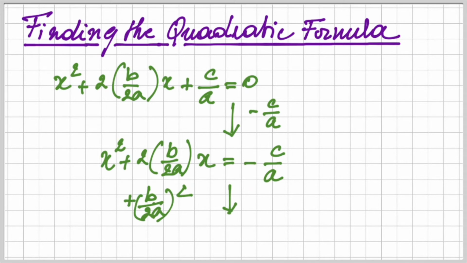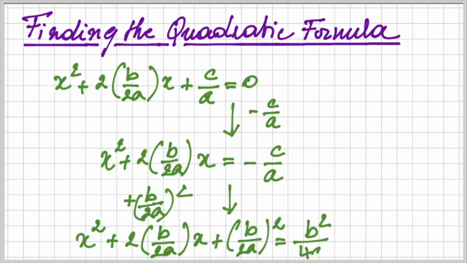when we were looking at the method of completing the square. Now what we do, we add the square term, which is b divided by 2a to the square. We do that to both sides, and we find for the left hand side x squared plus 2 times b divided by 2a times x plus b divided by 2a to the square. And on the right hand side we have minus c divided by a, but we also add b divided by 2a to the square, which is basically b squared divided by 4a squared. And we continue with this equation.